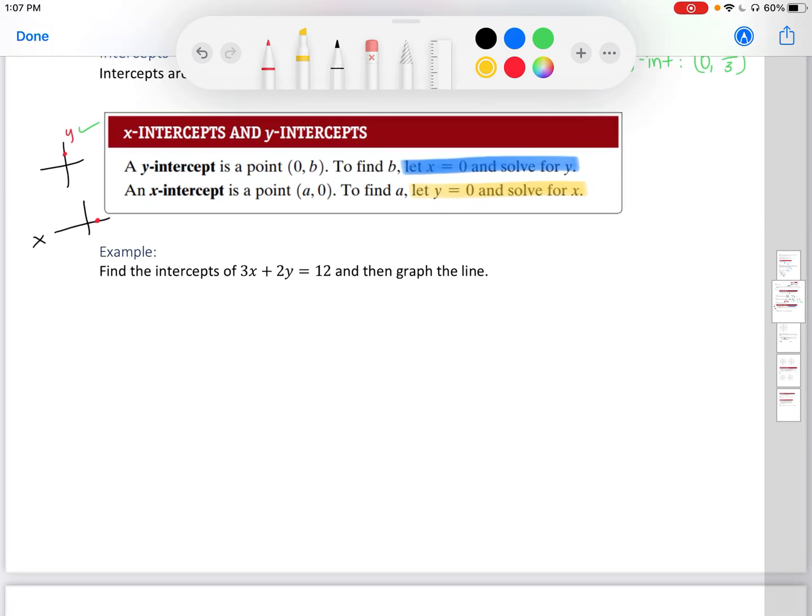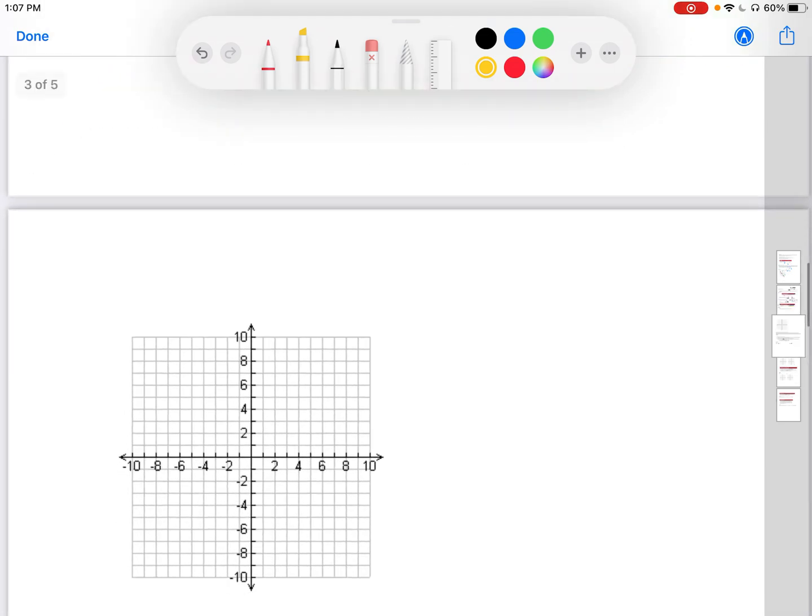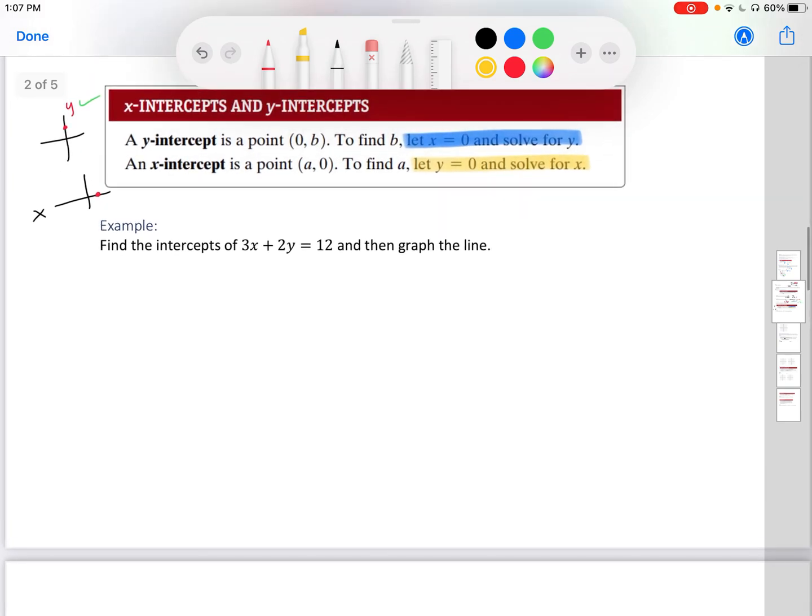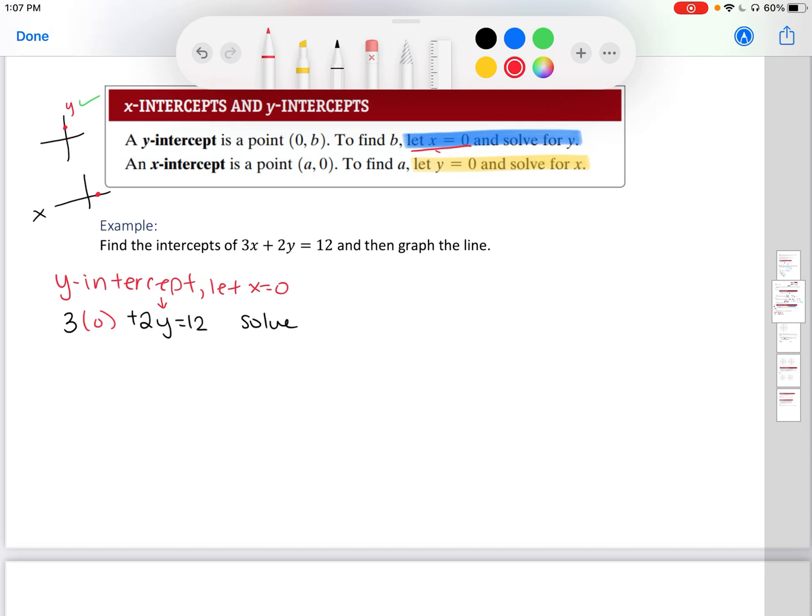Okay, example: find the intercepts of 3x + 2y = 12 and then graph the line. We have a little grid on the bottom to graph. So let's first find our x-intercept or y-intercept. It doesn't matter which one you find first. To find your y-intercept, our rule says let x equal 0. So we're going to let x equal 0, so that we have 3 times 0, plus 2y = 12. Now we're going to go ahead and solve. Our only letter left over is the y, so let's solve for y.